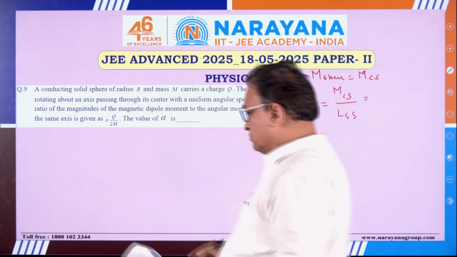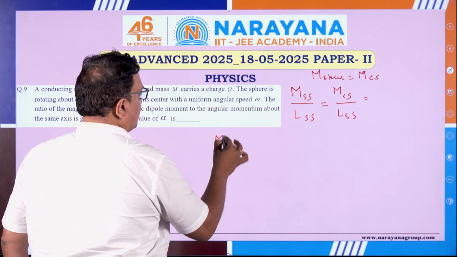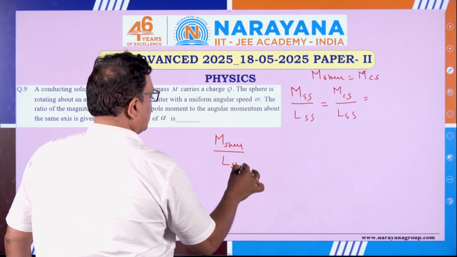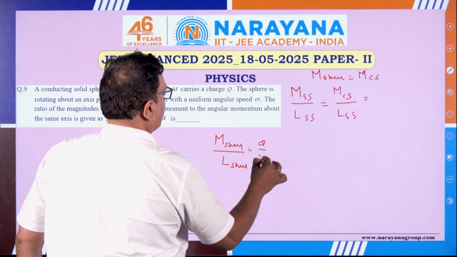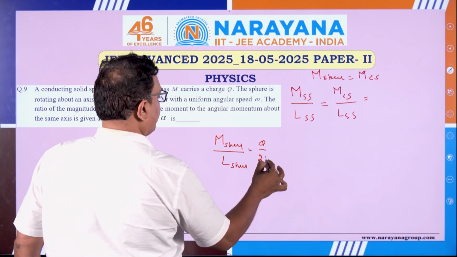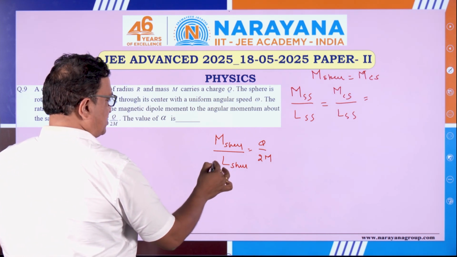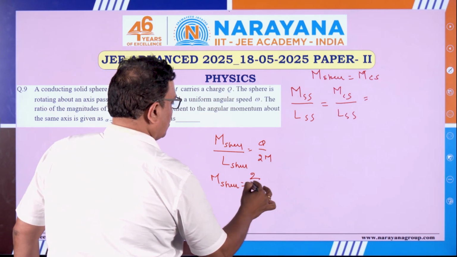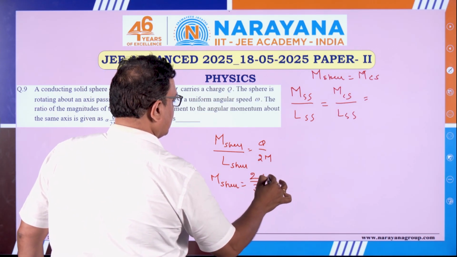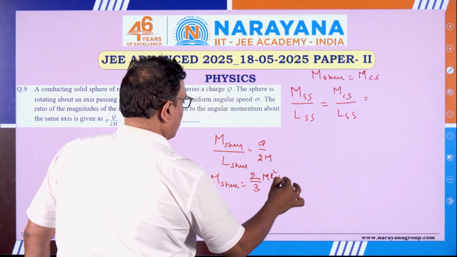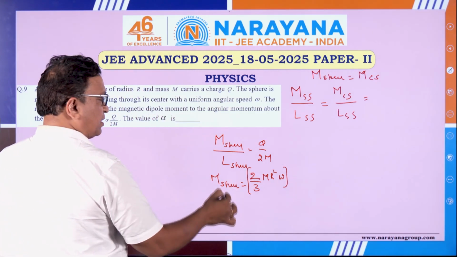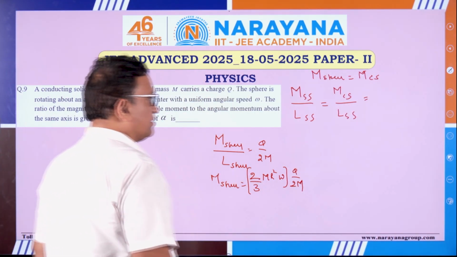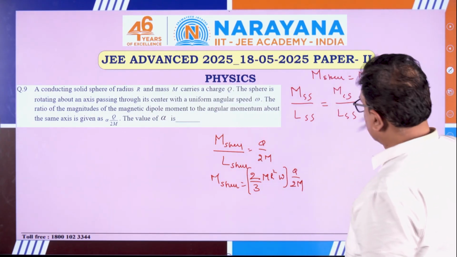Remember, I know the M of shell part. M of shell part by L of shell part is comfortably q by 2m. Undoubtedly, there is no mistake in this. And remember, this is nothing but M of shell part is nothing but 2 by 3 mr square omega, the angular momentum term, times q by 2m. Right. Keep this aside. Now we will work in the same way.